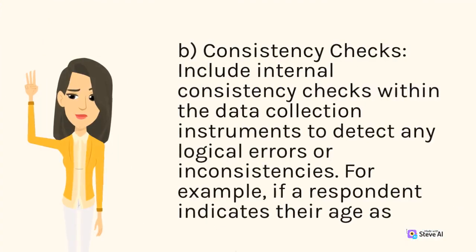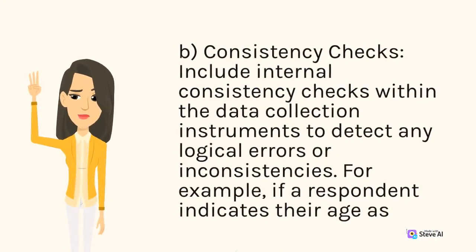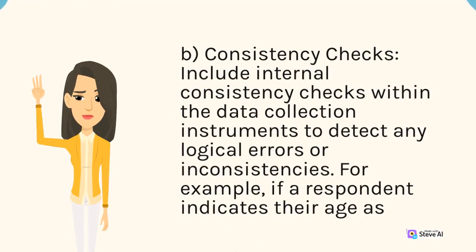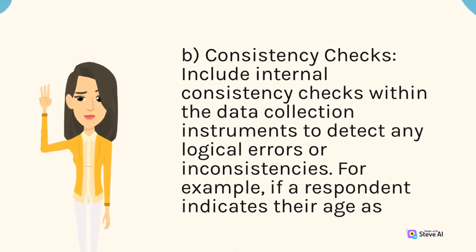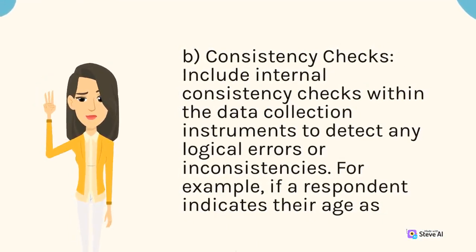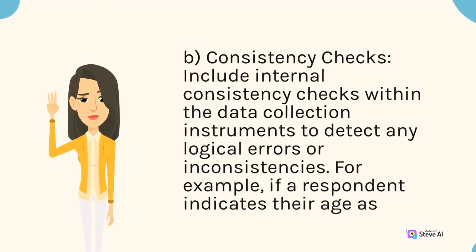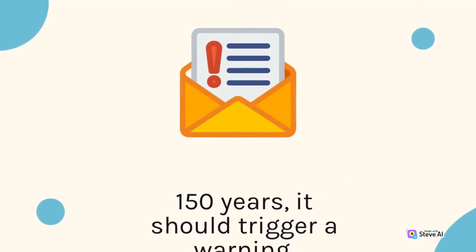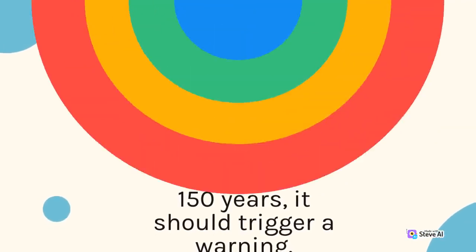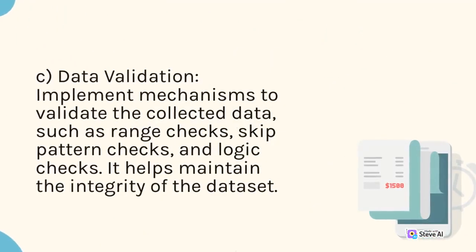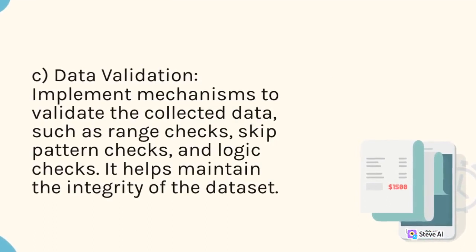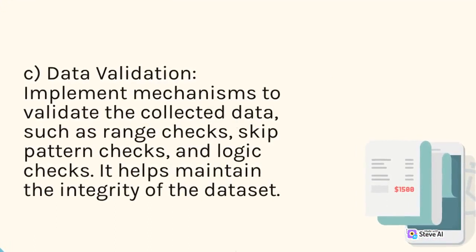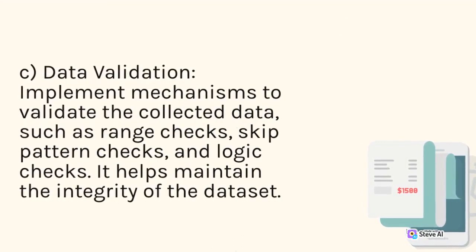B. Consistency checks. Include internal consistency checks within the data collection instruments to detect any logical errors or inconsistencies. For example, if a respondent indicates their age as 150 years, it should trigger a warning. C. Data validation. Implement mechanisms to validate the collected data, such as range checks, skip pattern checks, and logic checks. It helps maintain the integrity of the dataset.